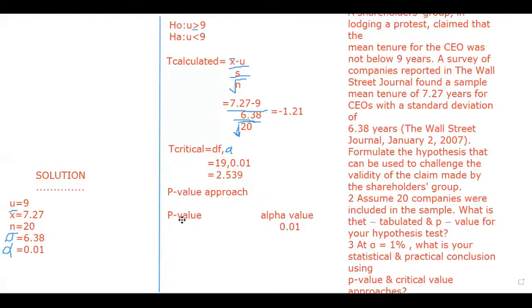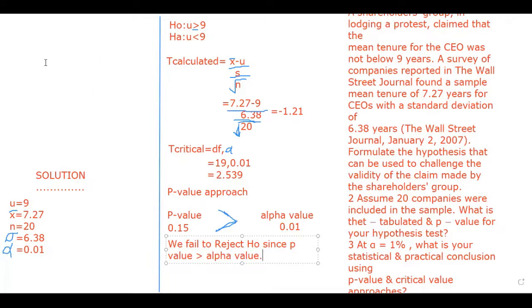So what's the decision rule for p-value? Like I said earlier on, if the p-value is less than alpha, we reject. But if the p-value is greater than alpha, we fail to reject. So we fail to reject. Hence the p-value is greater than the alpha value.